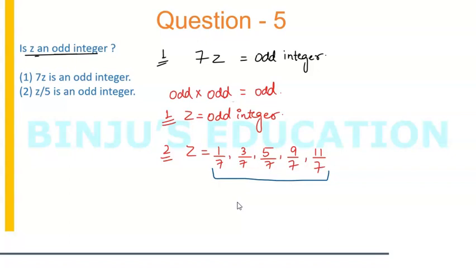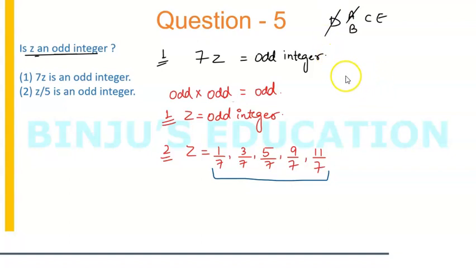Let's multiply 7 with a fraction whose denominator is 7. So 7 and 7 will cancel out, right? So again we have two cases. Z can be an odd integer, but z can be a fraction also, which means statement A is not sufficient to answer our question. A goes out, D goes out.